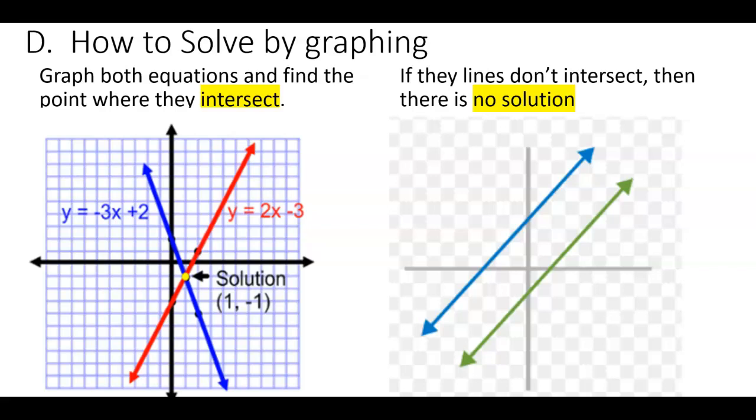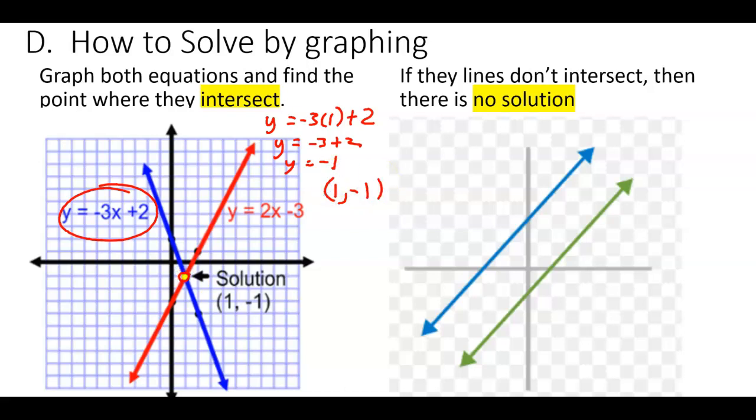So, for instance, let's take this one here. Let's say I plug in 1 for x. I'm going to do that real quick. You guys don't need to write this, okay? I just want to show you something, but you don't need to write it. If I plug in 1, I get negative 3 plus 2, which is negative 1. So when x is 1, y is negative 1.